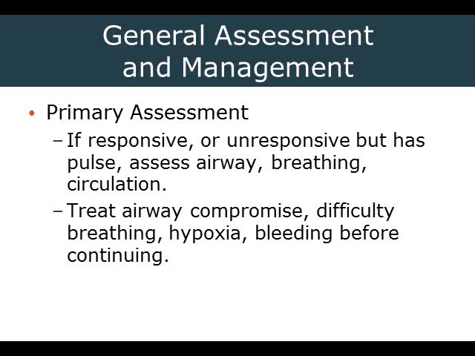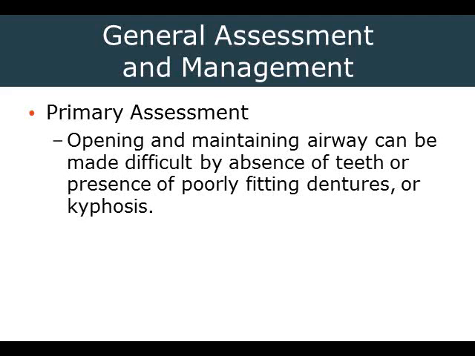If they're responsive, or unresponsive but have a pulse, then we continue the ABCs. So begin with airway, go to breathing, and then circulation. We treat as we go. So if we have an airway compromise, fix it. Breathing problem, fix it. They're hypoxic, fix it. Bleeding, shock, fix it before you continue on to secondary.